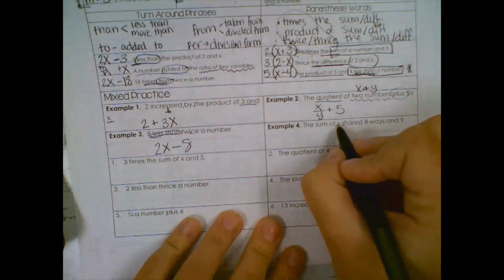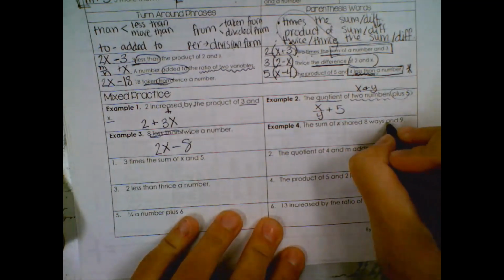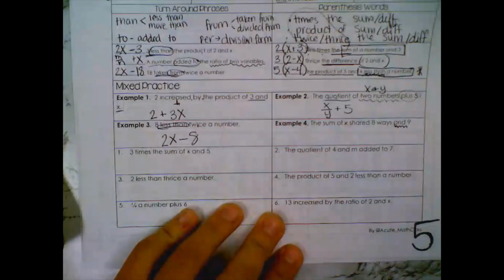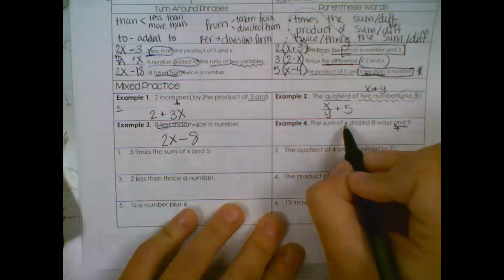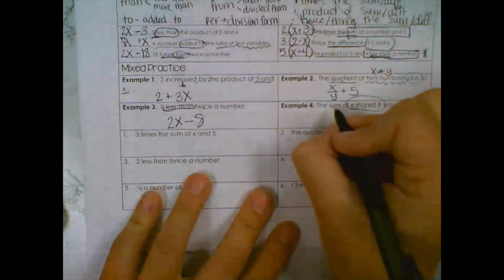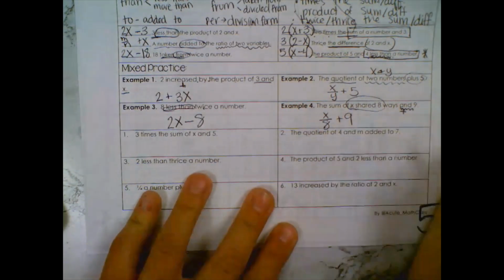The sum of x shared 8 ways and 9. So remember, and, we said this at the beginning, and tells you where the plus sign will go if it's saying the sum or something like that. So this is where the plus sign will go. The sum of x, which is shared 8 ways, shared is division. So x shared 8 ways and 9.